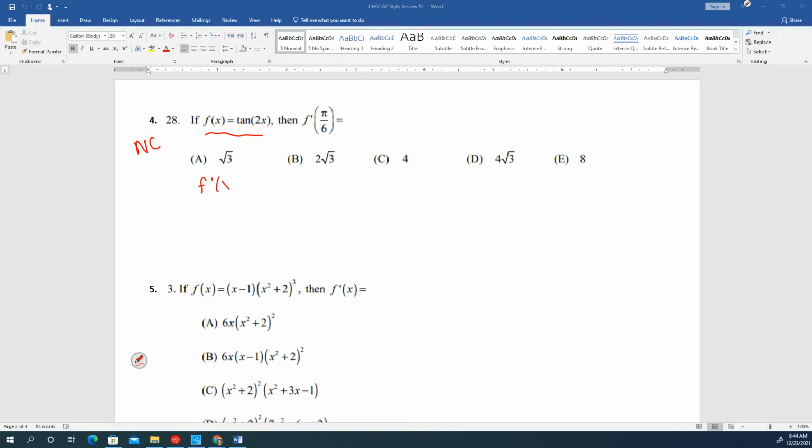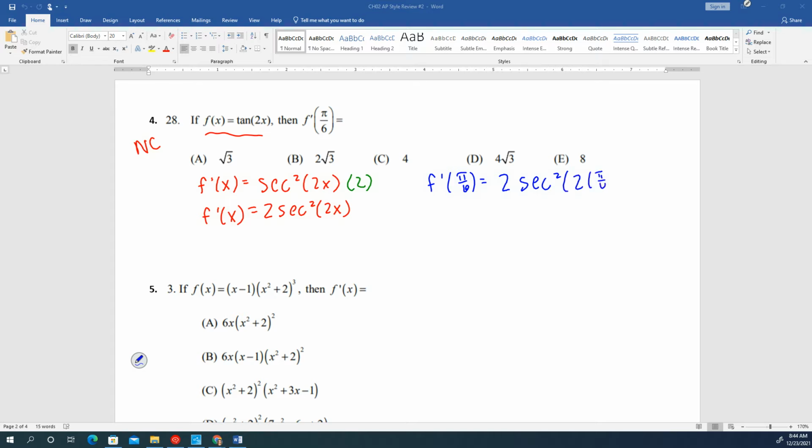All right, folks. What's the derivative of tangent? Secant squared of 2x, chain rule times 2. Don't forget about chain rule. Okay, so 2 secant squared 2x would be that straight up derivative. So f prime of pi over 6. The derivative at pi over 6, we just plug that in. 2 times pi over 6 would just be pi over 3.